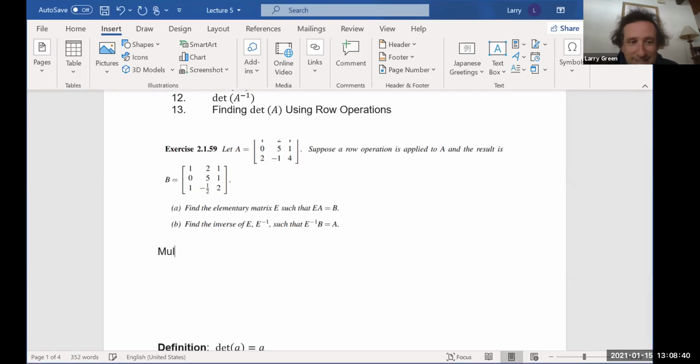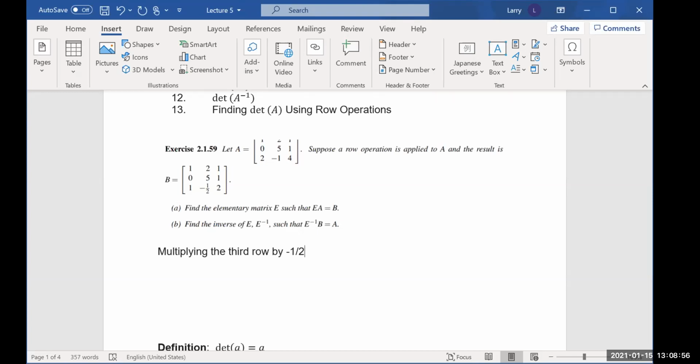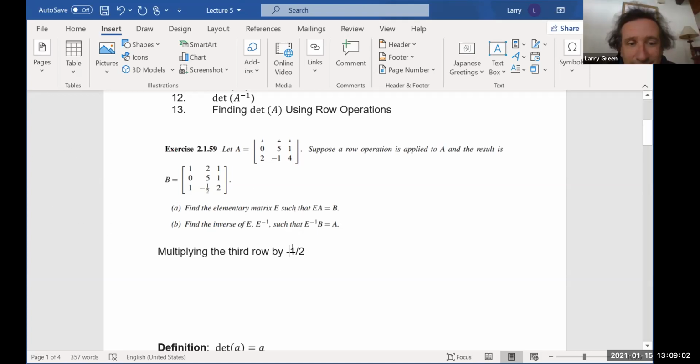We're multiplying the third row by 1/2, negative 1/2. And that's all it's done. It's elementary, right? So the good news is negative 1/2. It's just 1/2. Because A has a negative, like it doesn't switch any of the signs. You're right. You're right. Okay. It's just 1/2. Okay. So we're multiplying.